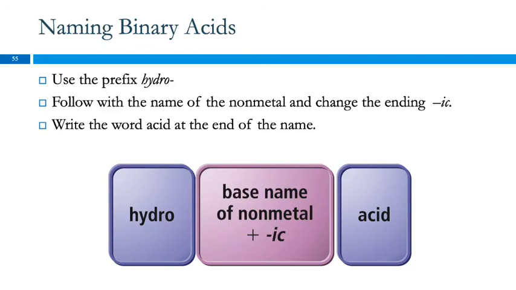So for those binary, those other acids, naming other acids, no oxygen. We use the prefix hydro, which represents the hydrogen at the beginning. Then you take the rest of it, if it's HCl, the Cl is chlorine. You take the base name of that element and change the ending to ic, and then you put the word acid on the end. So this is if there's no oxygen.